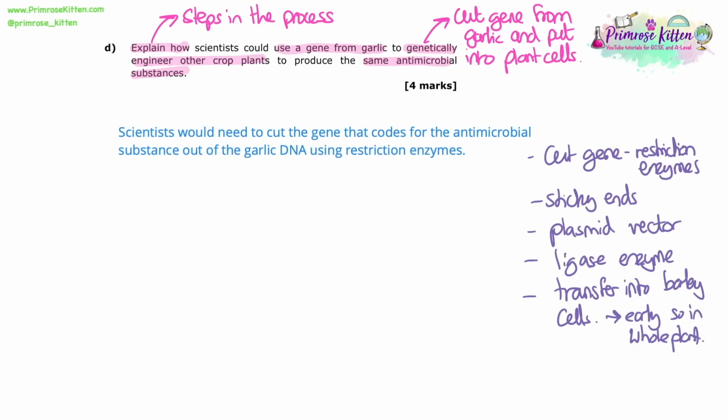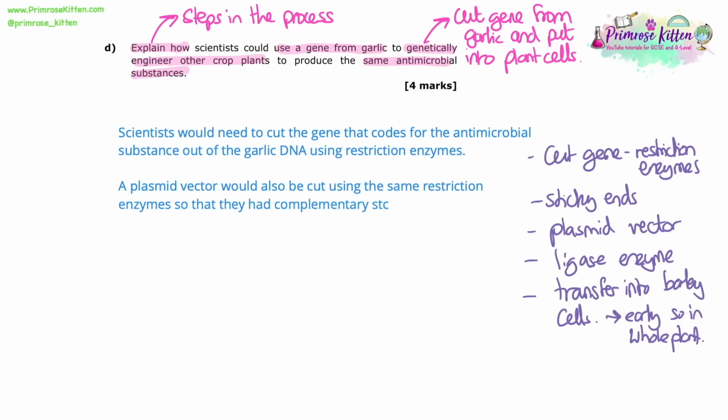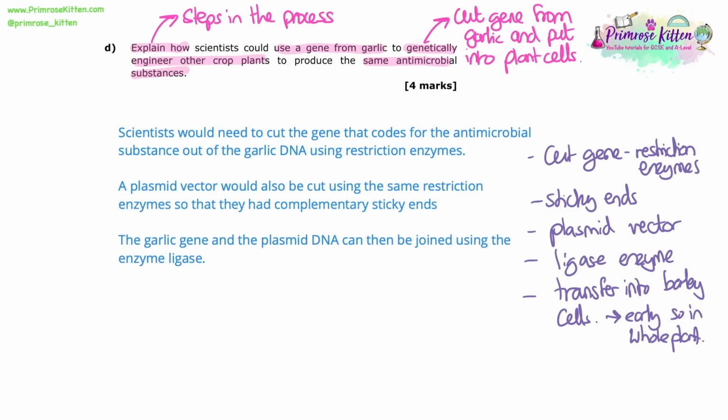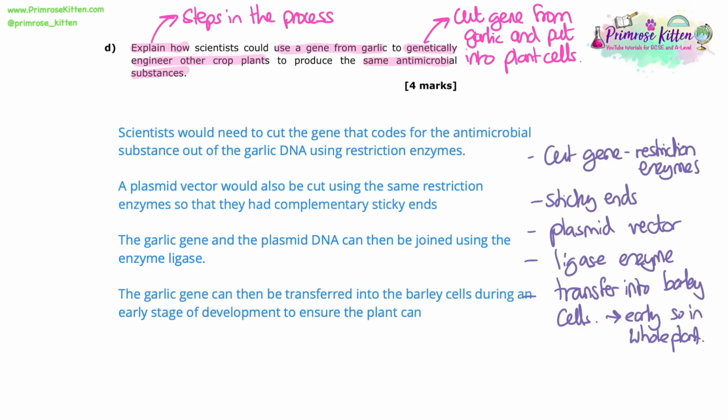Scientists would need to cut the gene that codes for the antimicrobial substance out of the garlic DNA using restriction enzymes. A plasmid vector would also be cut using the same restriction enzymes so that they had complementary sticky ends. The garlic gene and the plasmid DNA can then be joined using the enzyme ligase. The garlic gene can then be transferred into the barley cells during an early stage of development to ensure the plant can make the substances all the way through.